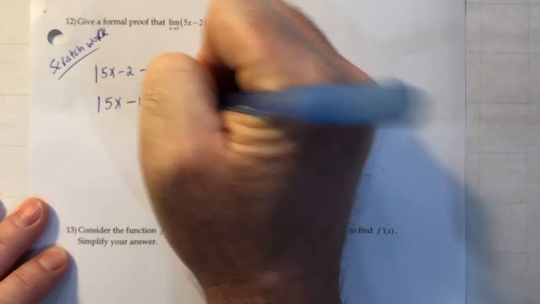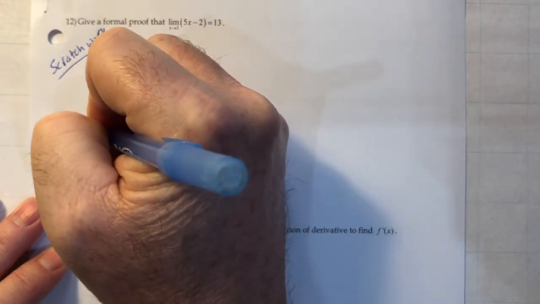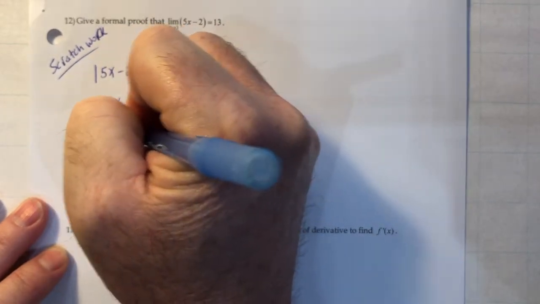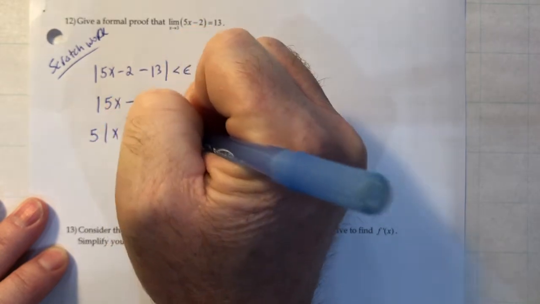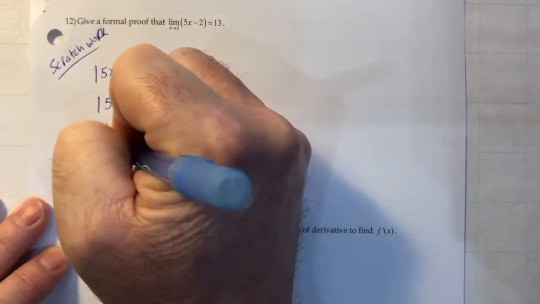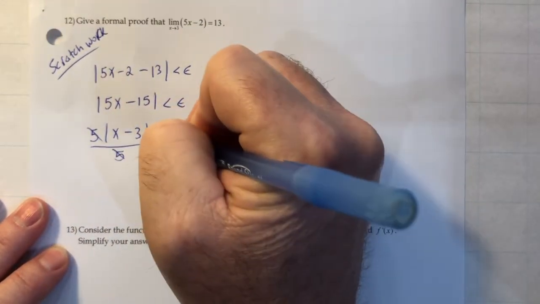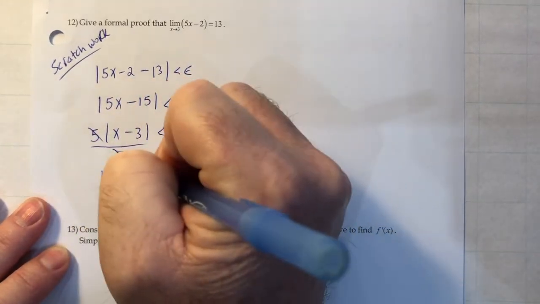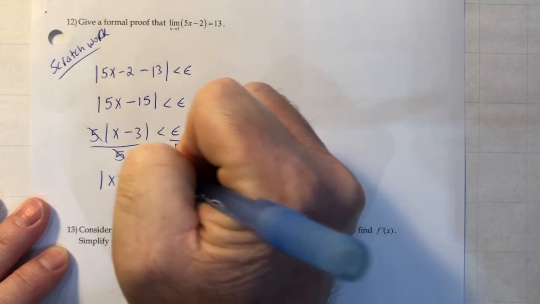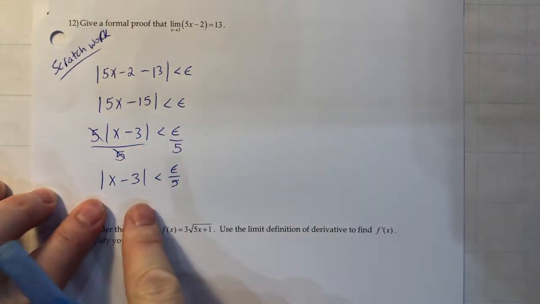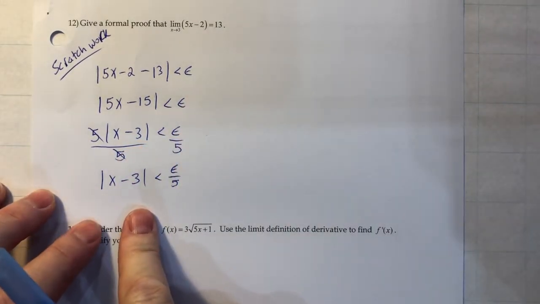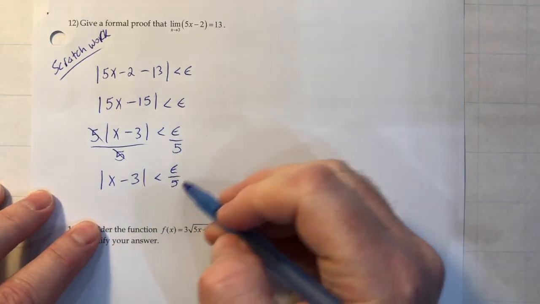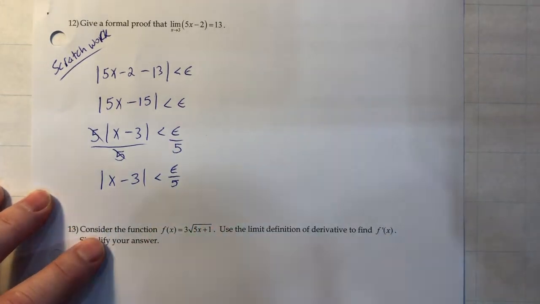So we have 5x minus 15 if we combine the like terms. We can factor a 5 out since that's positive. We can take it right out of the absolute value. And then divide both sides by 5. And we get the absolute value of x minus 3 is less than epsilon over 5. So this is the x minus a that we want to be less than delta later, so that suggests that this, epsilon over 5, should be our pick at delta.